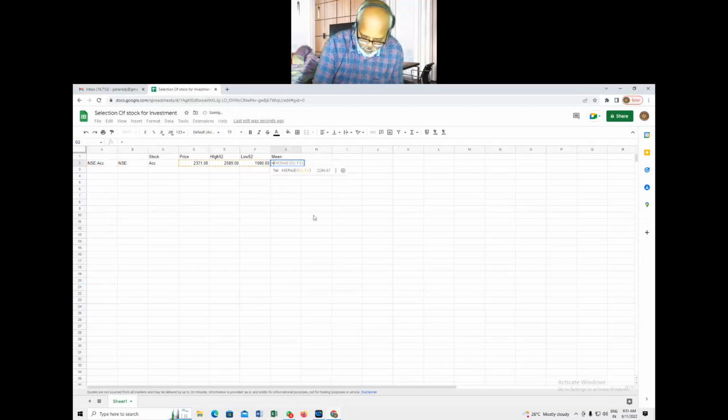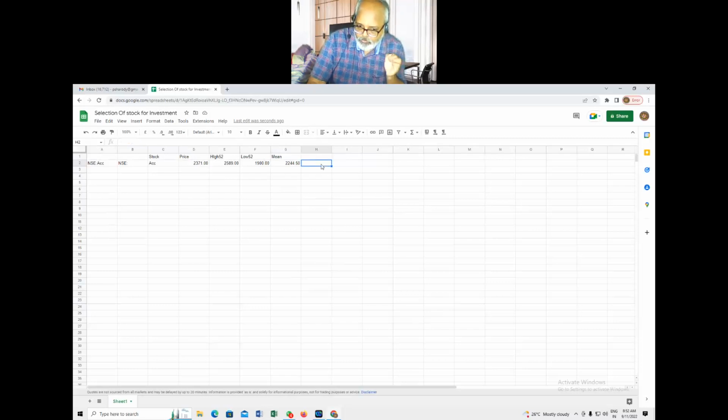Now I will calculate the average, high plus low divided by 2. I'm getting the value of 2244.50. Now if you see here, the current price is 2371, which is greater than this. That means if I intend to buy ACC, it is not the right time to buy ACC.